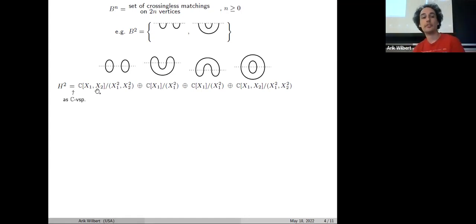One important point I should mention is that this is only as a vector space. This equality is not as an algebra. It's not a direct sum of these polynomial rings. This is just the underlying vector space. The multiplication is actually really interesting.